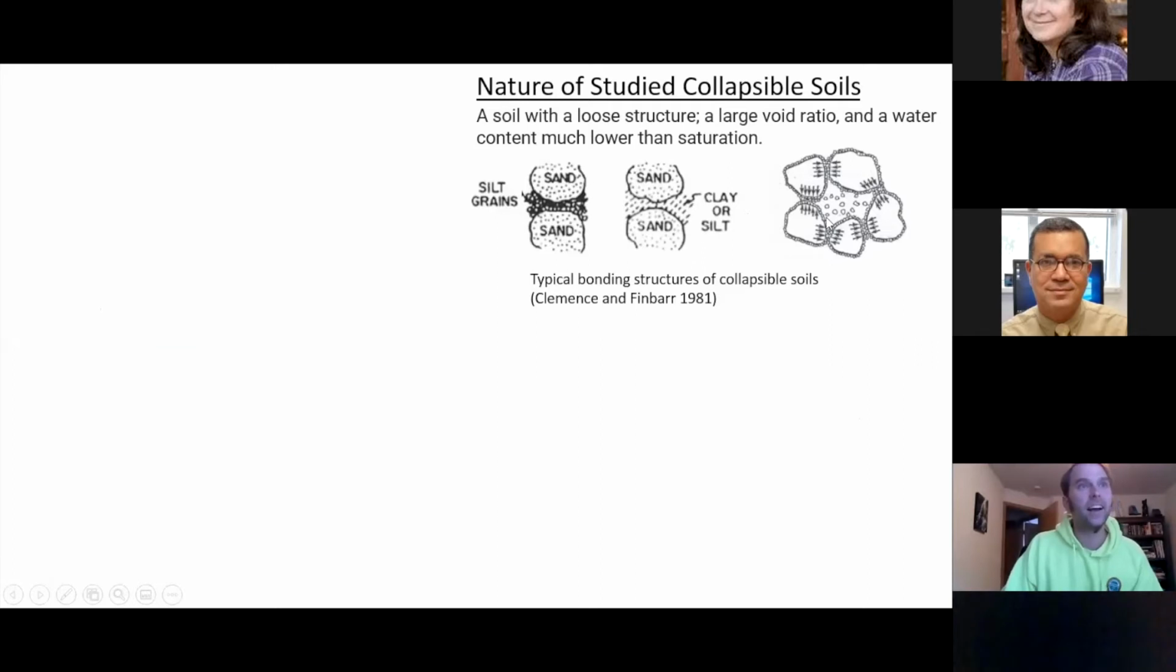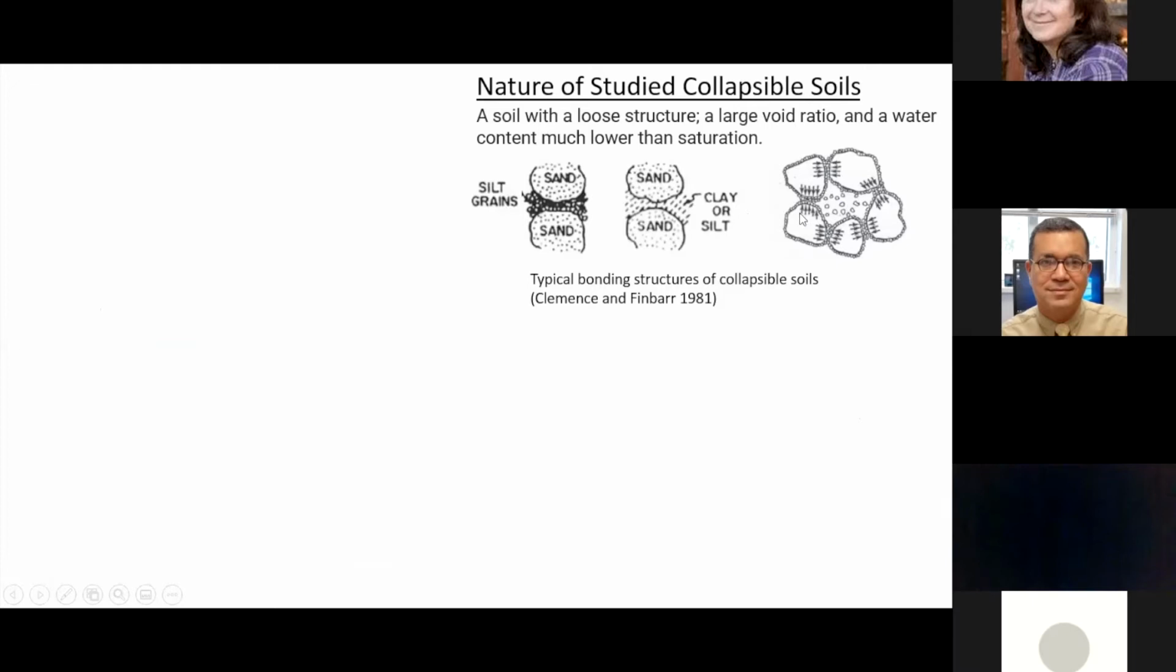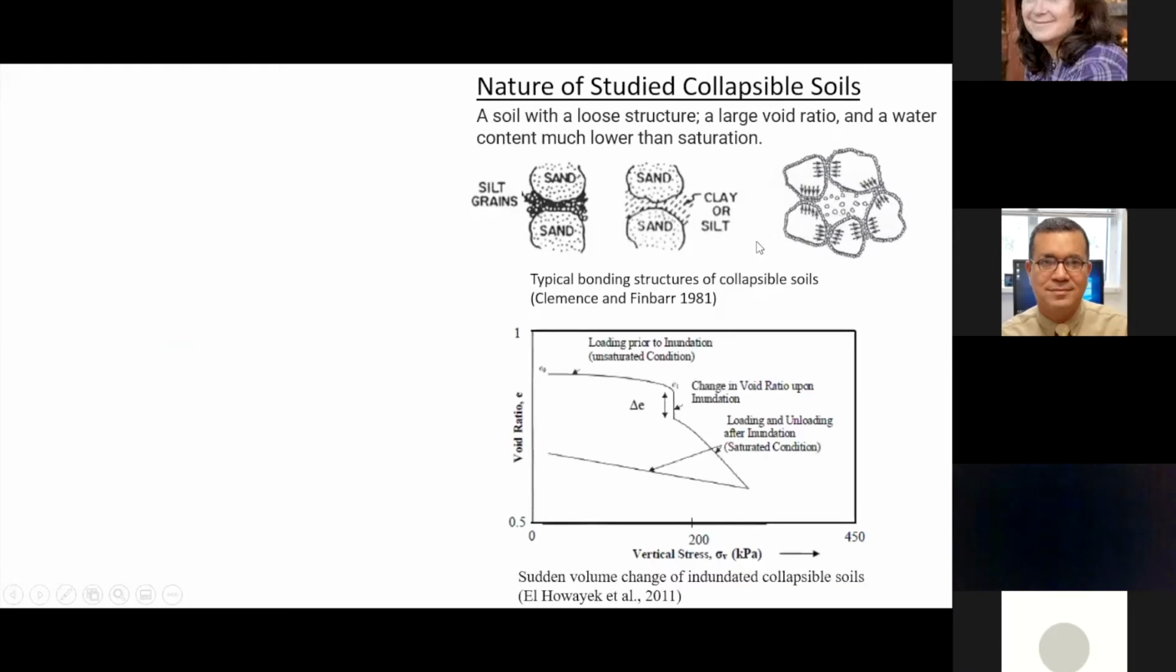And look at the amount of the void ratio over there. This is the original structure when it's dry, but once it's saturated or inundated, this structure will be gone and it's going to fail. Would you like to watch it in the lab? Yes, we can see it in the lab.